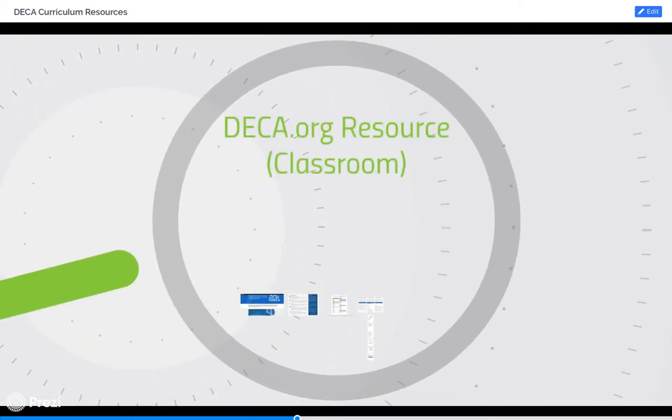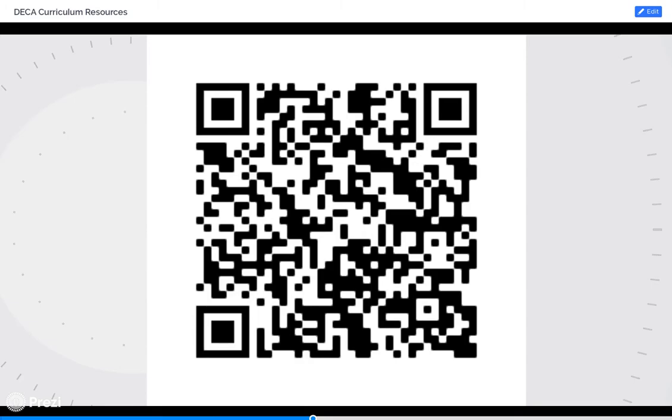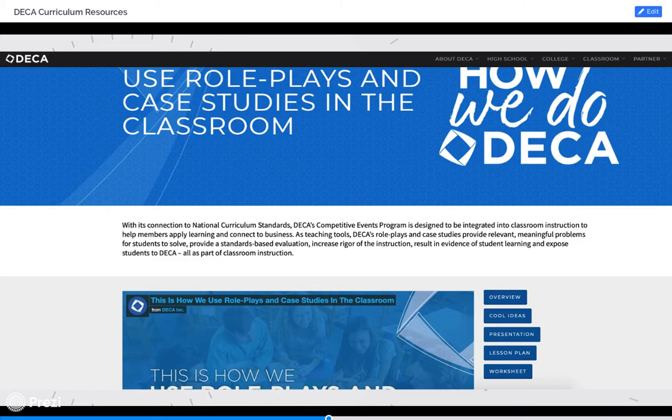DECA.org. DECA has a couple different websites. The DECA.org is a really good resource for classrooms. I'm not going to go into a lot of detail about this, but you can go ahead and scan the QR code and see a page that's going to look like this. You can use this in your classroom because it's got, you see the link over on the right in the blue buttons that says Overview, Cool Ideas, Presentations, Lesson Plans, and Worksheets.